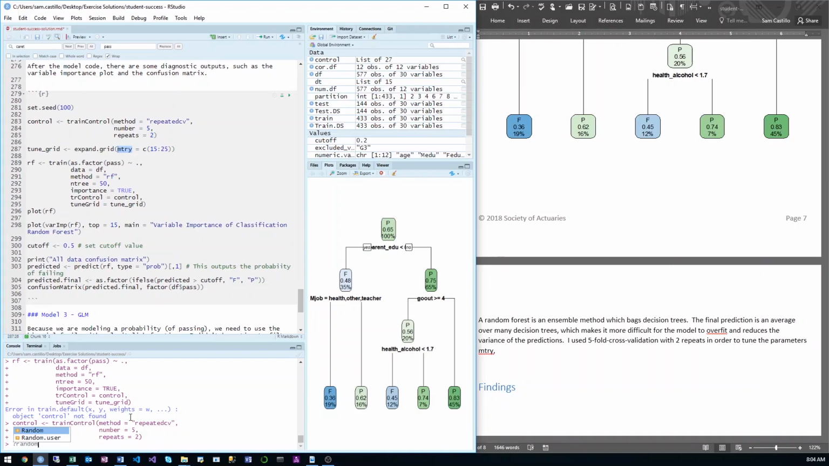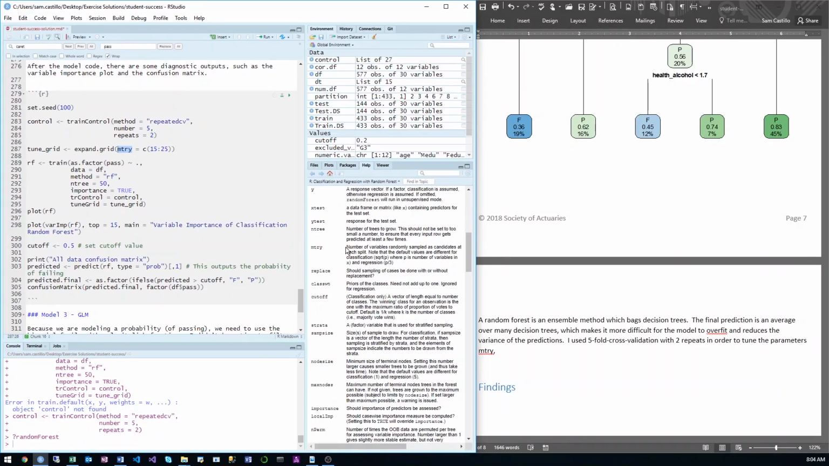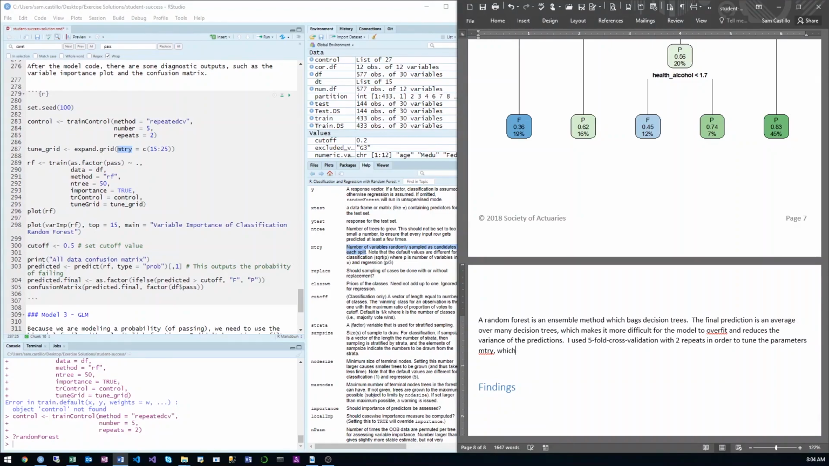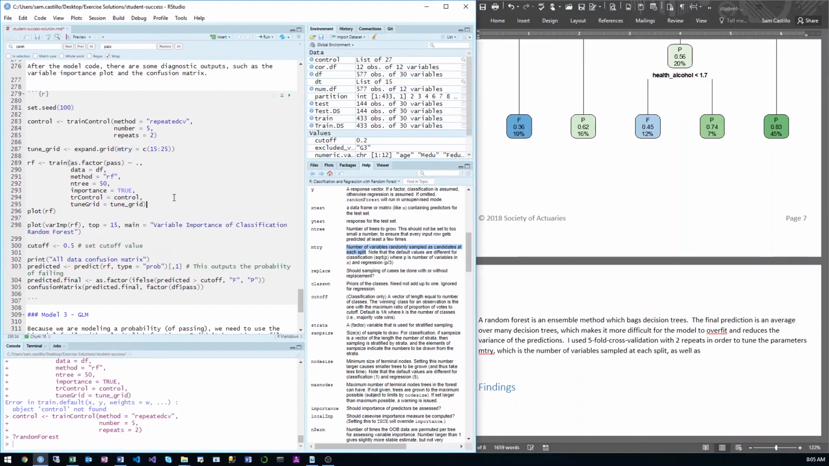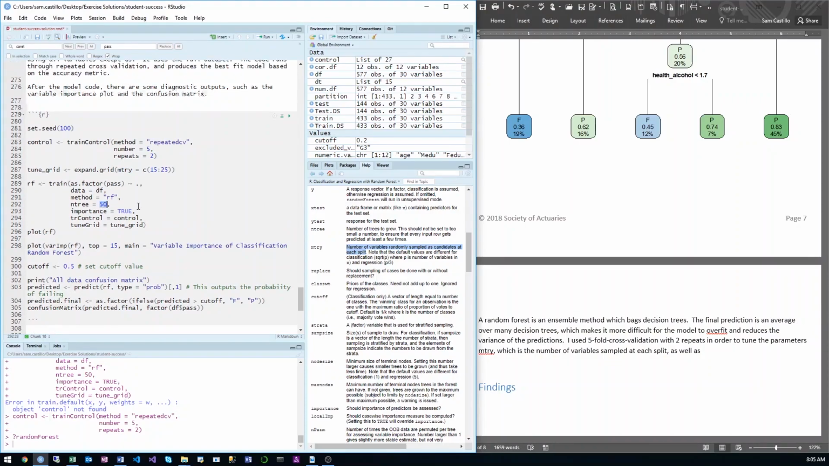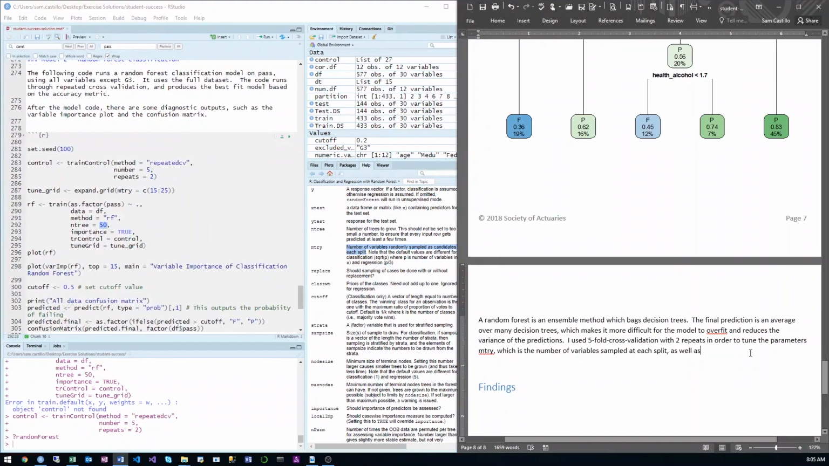Let's look in the random forest documentation. mtry: number of variables randomly sampled as candidates at each split. That did not work as I expected, but that is the number of variables sampled at each split, as well as ntree. ntree is the number of trees.